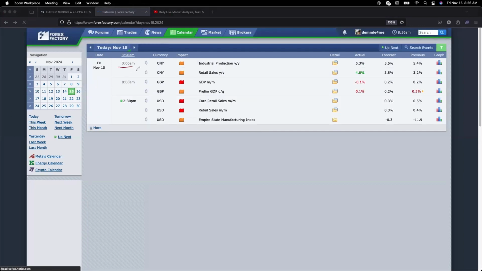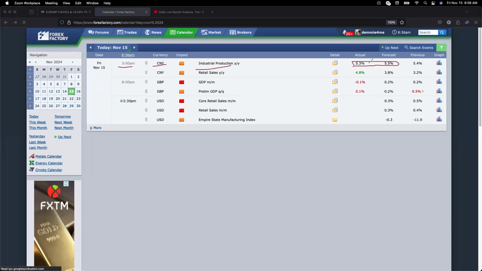So, guys, let's quickly check the fundamentals we have today. We don't really have that much of fundamentals, but let's take a look at it. In the morning, this morning by 3 a.m., Chinese yuan industrial production year on year came as forecasted. Okay, it dropped by 0.2%. Retail sales in China also came higher than expected. It came up by 1%.